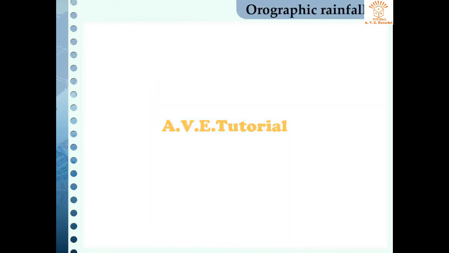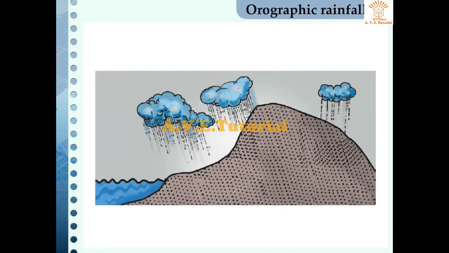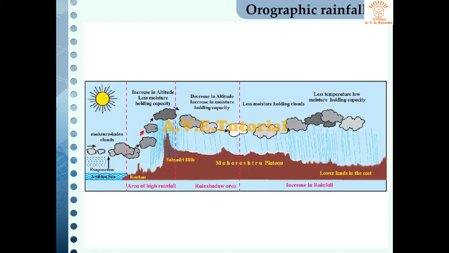Orographic rainfall. Winds coming from lakes or seas are moisture-laden. They are obstructed by the high mountain ranges coming in their way. They start going upwards along the slope of the mountains. The temperature of these winds drops and condensation occurs and rainfall takes place. Thus, because of the obstruction of the mountains, this type of rainfall occurs.